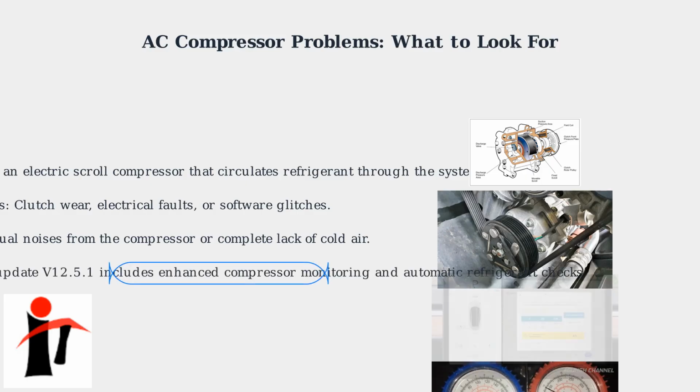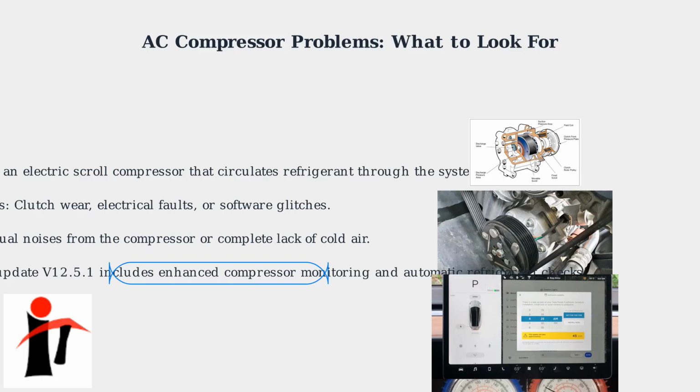Tesla addresses these issues with over-the-air software update V12.5.1, released in Q2 2026. This update includes enhanced AC compressor monitoring and automatic refrigerant level checks to prevent not blowing cold air problems before they escalate, reducing reported incidents by 35%. The typical lifespan of a Tesla Model S AC compressor is 100,000 to 150,000 miles. Regular maintenance and monitoring can help extend this lifespan and prevent unexpected failures.